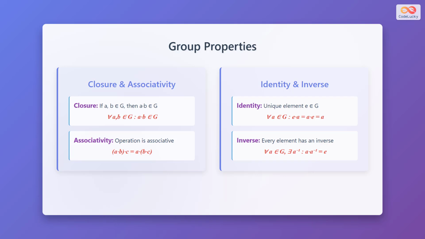Identity. There exists a unique identity element E in G, such that for all A in G, E times A equals A times E equals A. Inverse. For every element A in G, there exists an inverse A inverse, such that A times A inverse equals E.